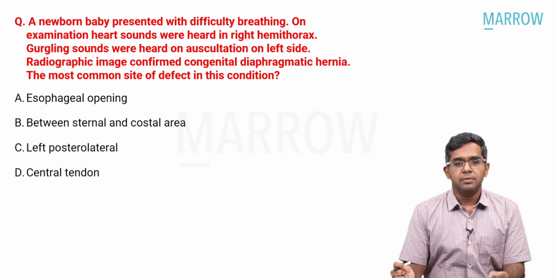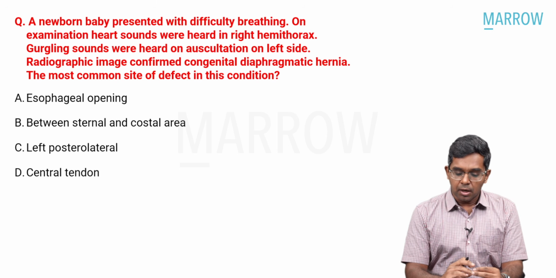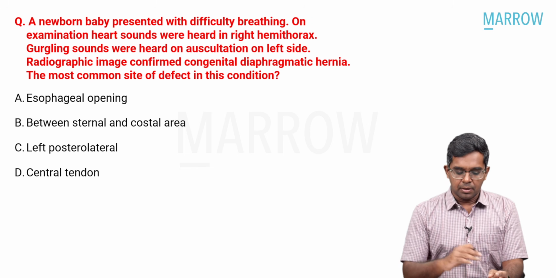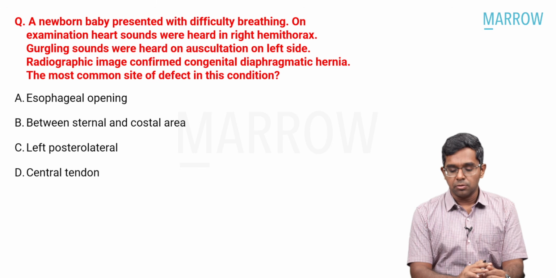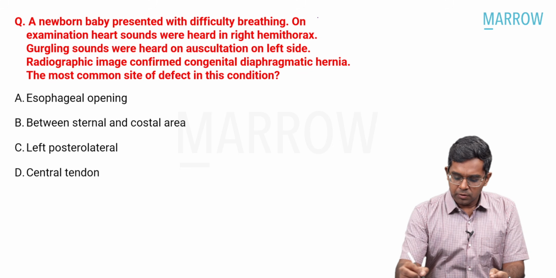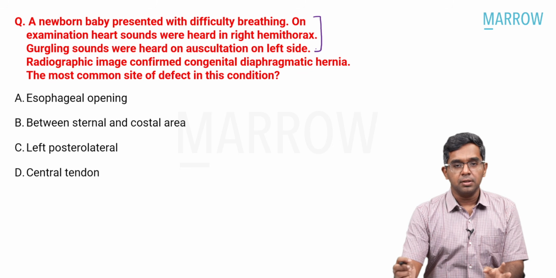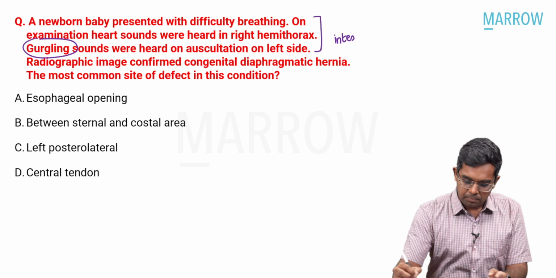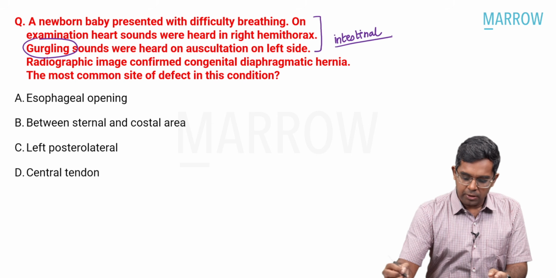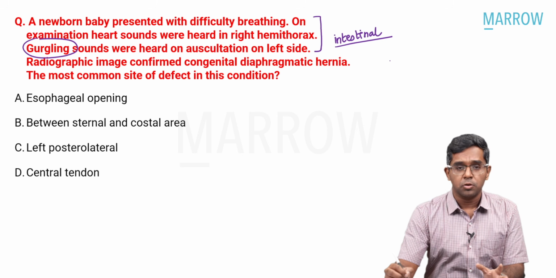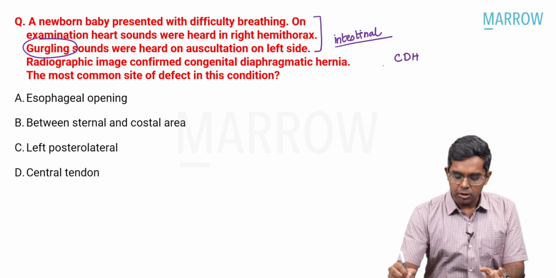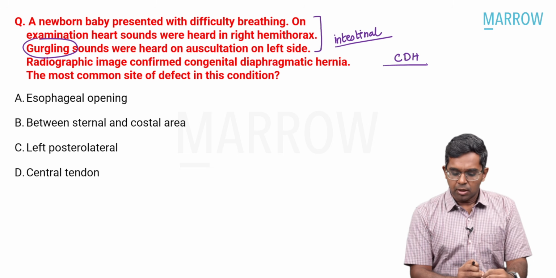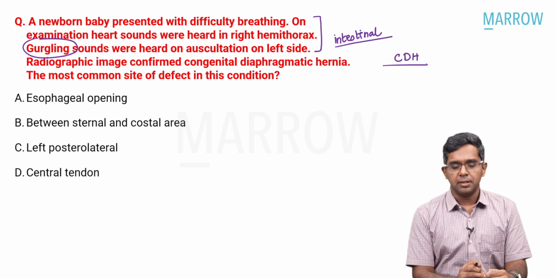A newborn presented with difficulty in breathing. On examination, heart sounds were heard in the right hemithorax. Okay, so the heart sounds are shifted to the right side. Gurgling sounds were heard on auscultation on the left side of the thorax. Now, when you have this combination, heart sound shifted to the right side and gurgling sound, which refers to the intestinal sounds heard on the left side, the combination will tell you that it's a possibility of CDH, or congenital diaphragmatic hernia, which commonly occurs on the left side. Now, the radiographic image has confirmed that in fact it is CDH only.